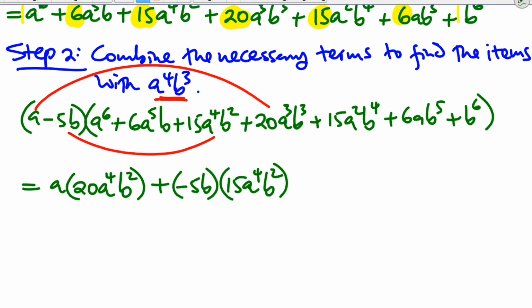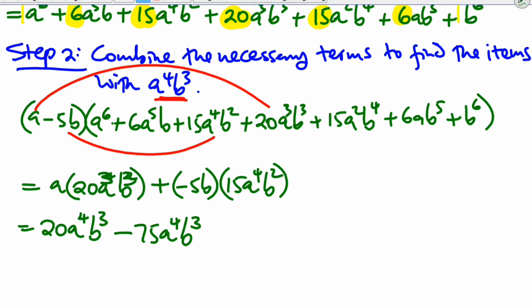And if we simplify that, we shall end up with 20a to power 4, b to power 3, I think I made a mistake earlier, plus actually minus 75a to power 4, b to power 3.